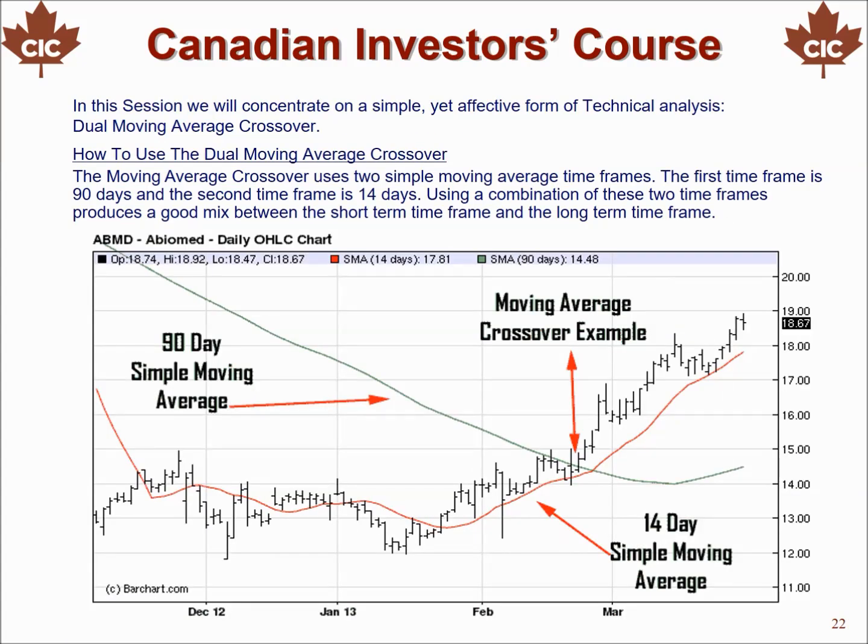Now, in this session, we're going to concentrate on a simple yet effective form of technical analysis, the dual moving average crossover. So here we have two moving averages, a 14-day and a 90-day moving average, and we want to see what happens when they cross. We take two simple moving average time frames. The first time frame is 90 days, the second is 14, and we use a combination of these two to produce a good mix between short and long-term time frames.